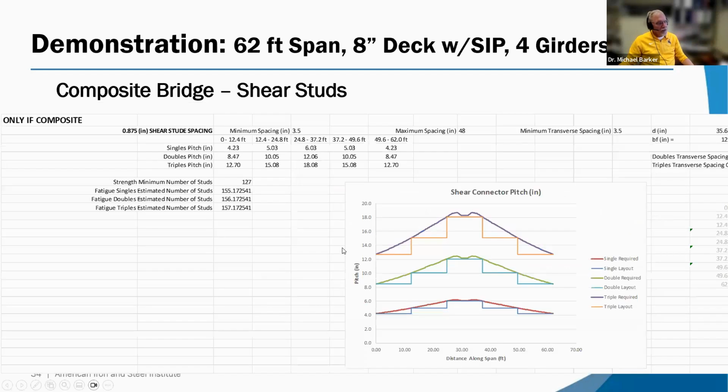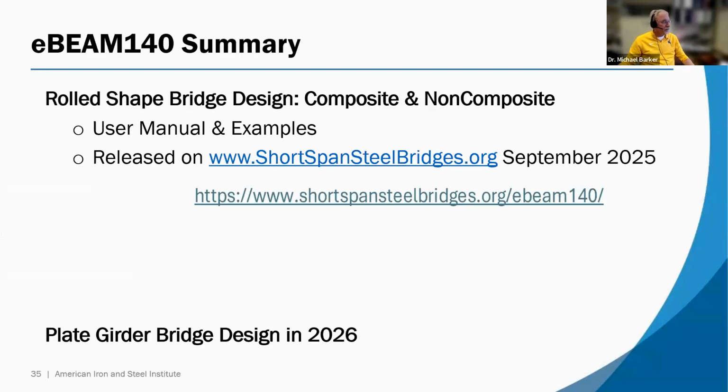But since it's a composite bridge, it's also going to give us options on adequate shear stud spacings that meet AASHTO 10. And AASHTO 10 changed quite a bit. It's gotten a lot better, a lot more economical. And so it'll give us the whole design that's pretty much optimized for what we have input. So to wrap up this topic, okay, we have that. We have E-beam 140, rolled shape bridge design, composite and non-composite.